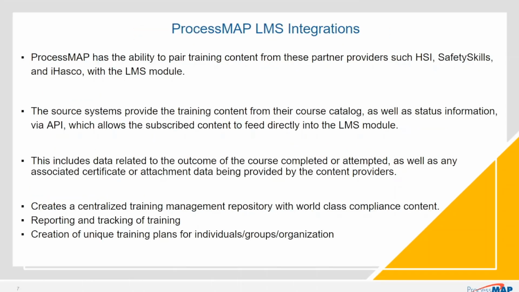ProcessMap has the ability to pair training content from these partner providers such as HSI, Safety Skills, and iHasco with the LMS module. The source systems provide the training content from their course catalog, as well as status information via API, which allows the subscribed content to feed directly into the LMS module. This includes data related to the outcome of the course completed or attempted, as well as any associated course certificates or attachment-related data that's provided by the content providers that can then be tracked and reported on within the ProcessMap LMS module.